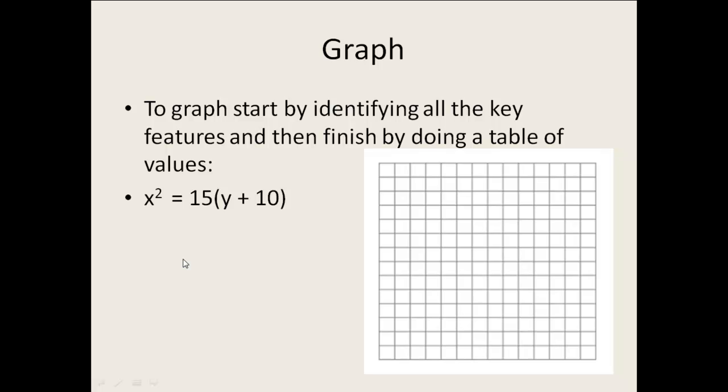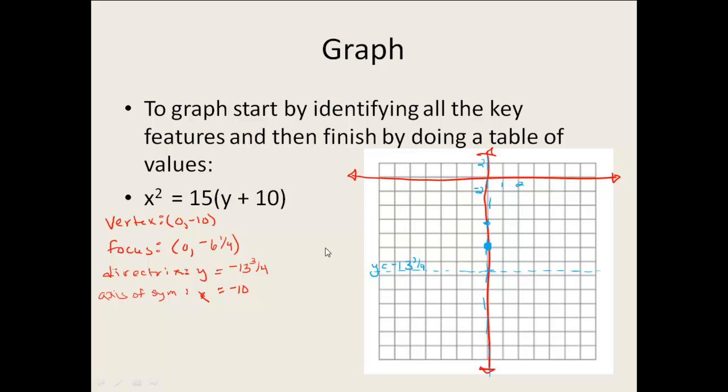Okay, another thing we're going to have to do is graph this, and we're going to do that by identifying all the key features, and then the final step would be to do a table of values and plot your points. So I've brought back this equation we did earlier, x squared equals 15 times the quantity y plus 10. And I'm just going to pull our key features from before. Alright, so I've got all that important information that we figured out before, and then I went ahead and plotted that over on a graph to get myself started.